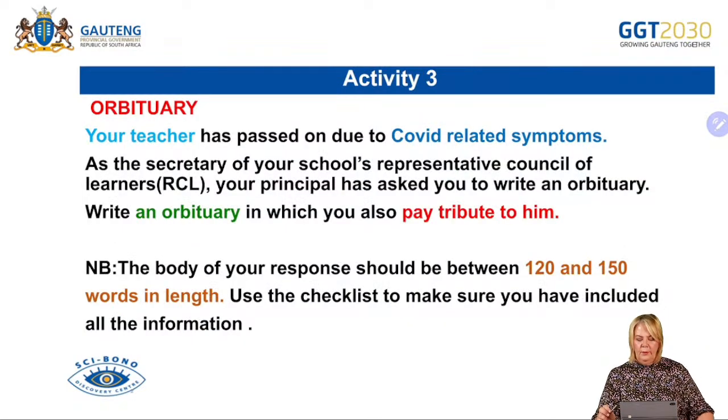Here is an example of an obituary question. Your teacher has passed on due to COVID-related symptoms. As the secretary of your school's representative council of learners, or the RCL in short, your principal has asked you to write an obituary. Write an obituary in which you also pay tribute to him. Very important, the body of your response should be between 120 and 150 words in length. Use the checklist to make sure that you've included all the information.